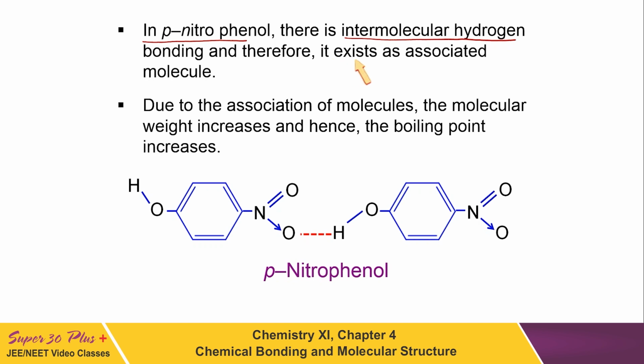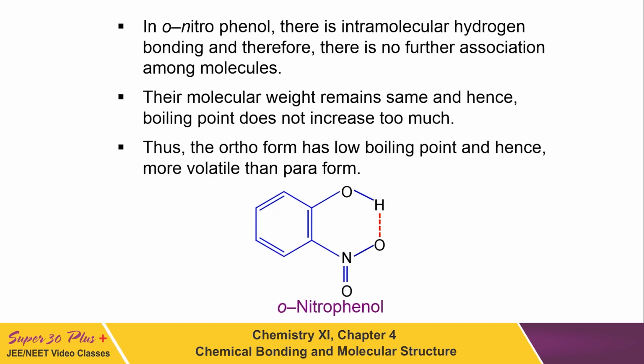Therefore, it exists as a dimer or an associated molecule. Due to the association of molecules, molecular weight increases and boiling point also increases. Here the molar mass is just twice the molar mass of orthonitrophenol. So when molar mass increases, boiling point also increases, because molar mass is related to the attraction between molecules. When attraction between molecules increases, molar mass increases. Molar mass increases, boiling point increases.